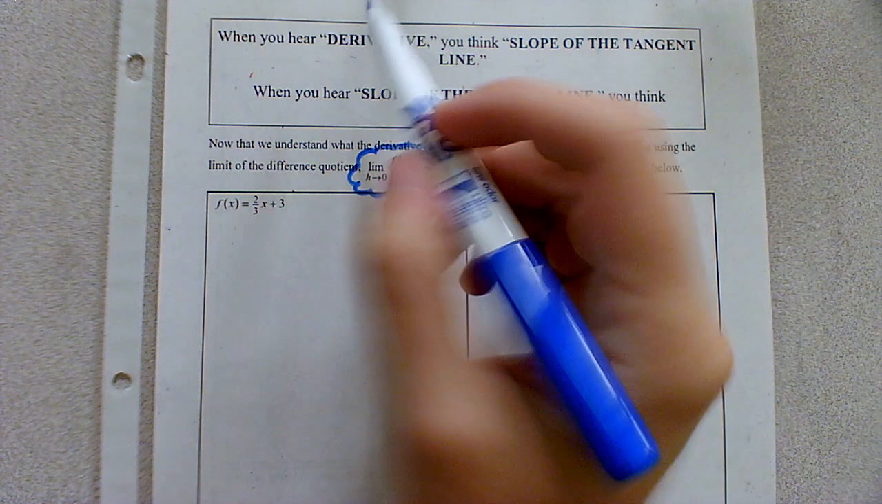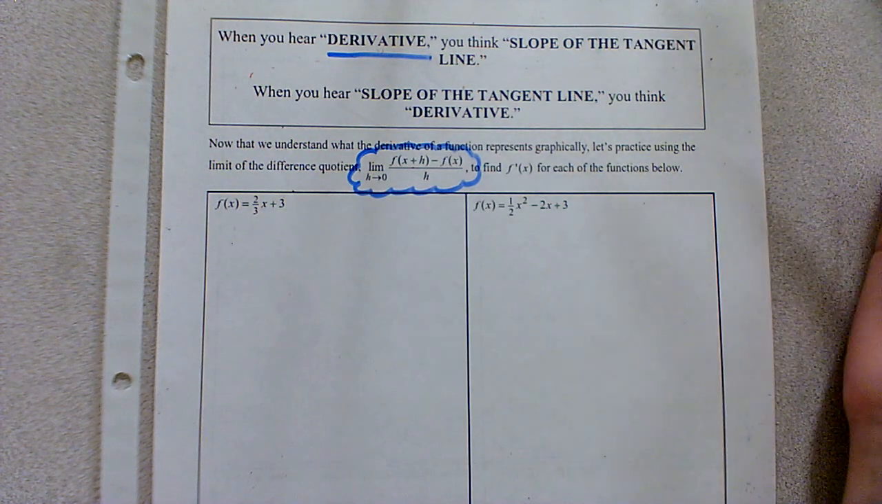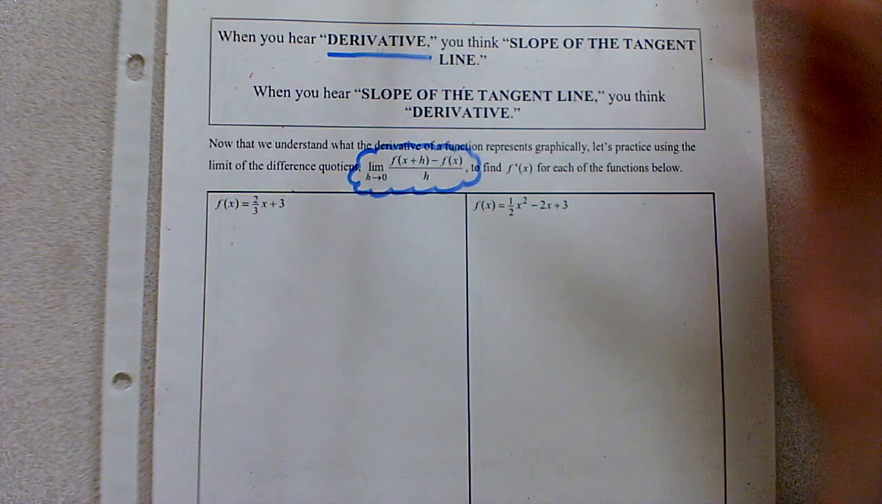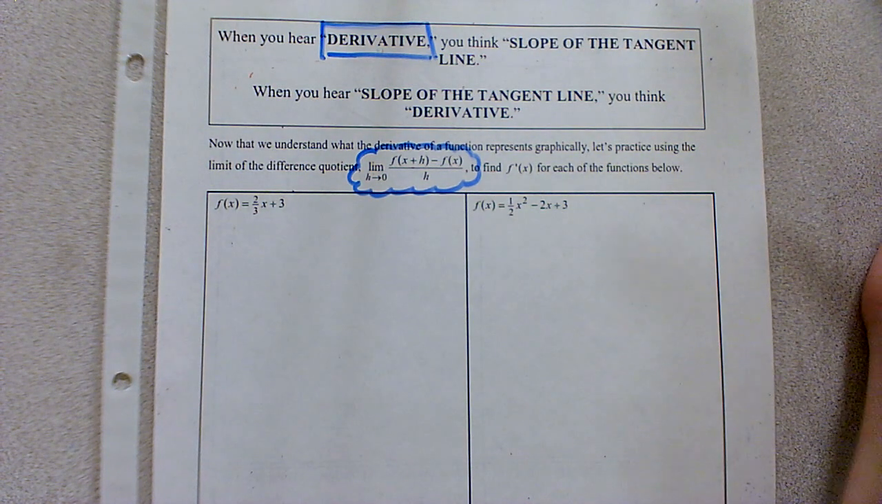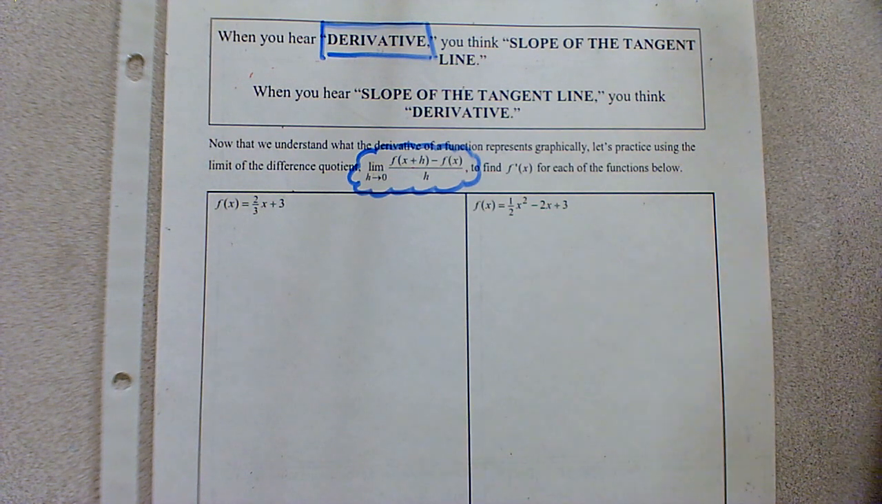So at this point, whenever you hear the word derivative, I want you to think slope of tangent line, and vice versa. Whenever you hear slope of tangent line, I want you to think derivative. Now we will get to some other phrases throughout the year that we can use to represent the idea of a derivative, especially when we get into particle motion and like velocity and acceleration. There are going to be some other phrases, but for right now, whenever you hear derivative, I want you to think slope of tangent line.